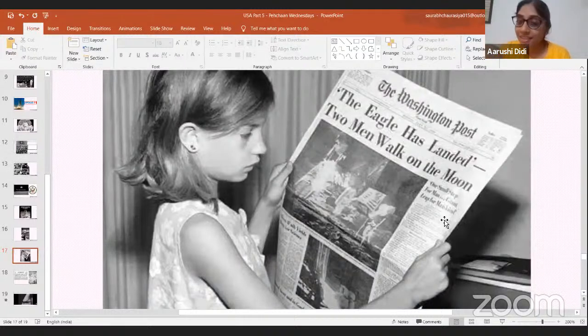Yes. The eagle is Apollo 11. Thank you, Karan. Yes, Neil Armstrong. The eagle is Apollo 11. It's a metaphor, remember, right? The eagle has landed where? On the moon. Two men walk on the moon, that is Neil Armstrong and Buzz Aldrin. These two were the ones who walked on the moon, right? While the third, Michael Collins, orbited around the moon. Yes, Rukmini, correct, he orbited around the moon. Okay, next slide, please.